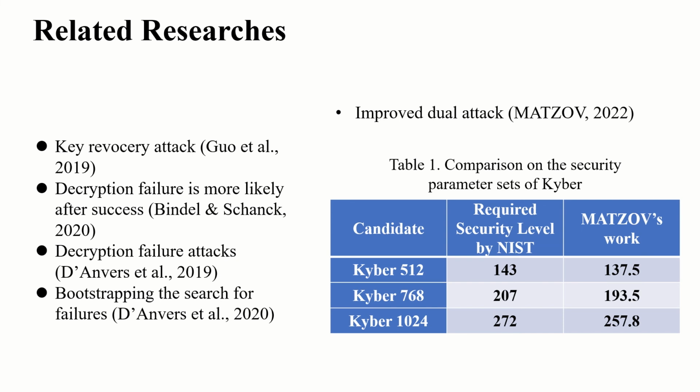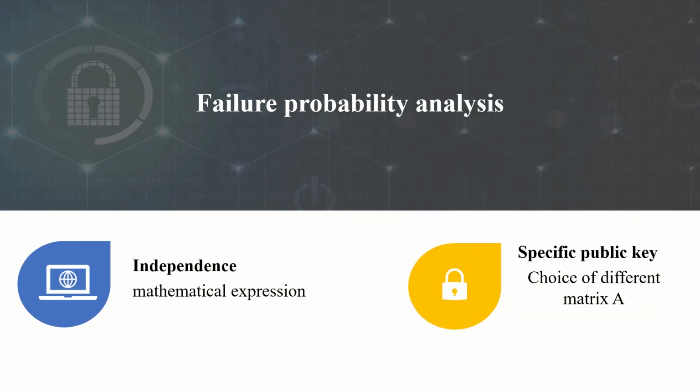Since the dimensions-for-free trick and the trick of producing many short vectors in one sieve will also affect the bootstrapping of the search for failures, this result reinforced the possible impact of the failure probability attack. The tight and actual failure probability analysis method we give can avoid the possible risk of attacks caused by decryption failure to the greatest extent by adjusting the specific public key. Let's see how it works.